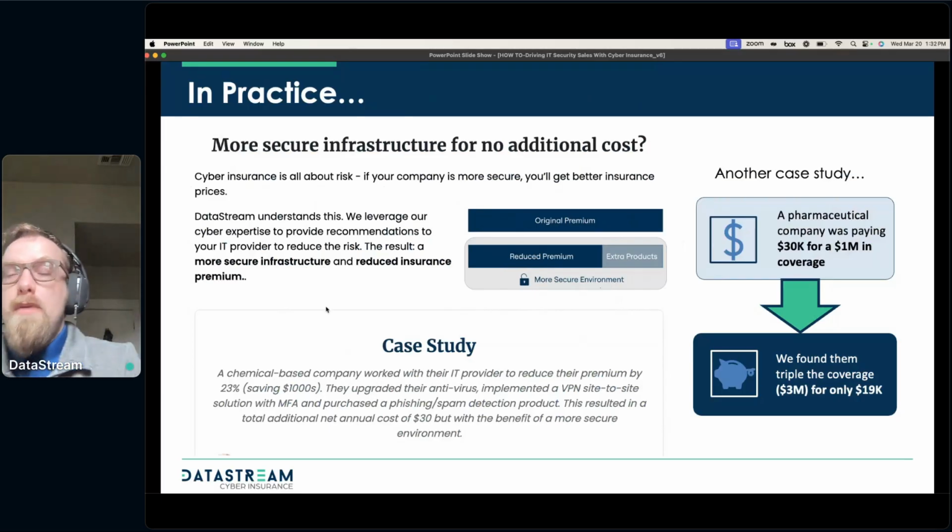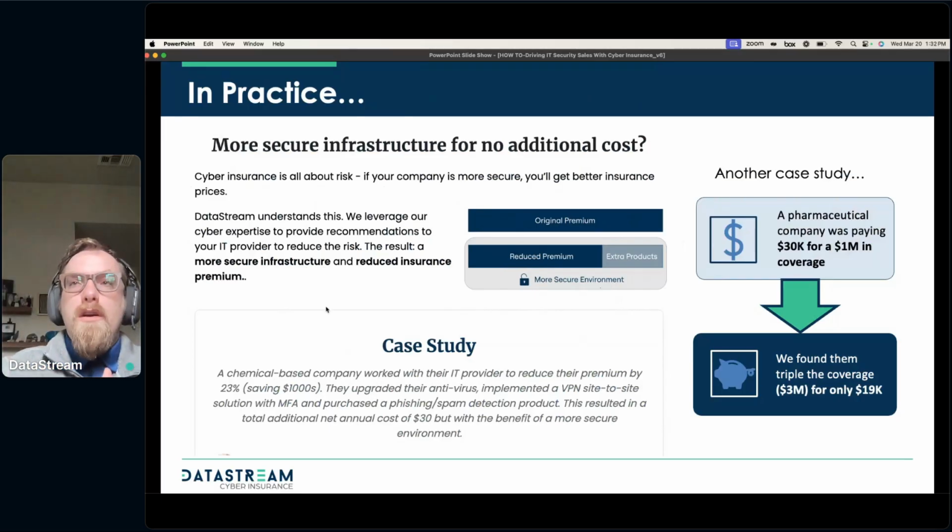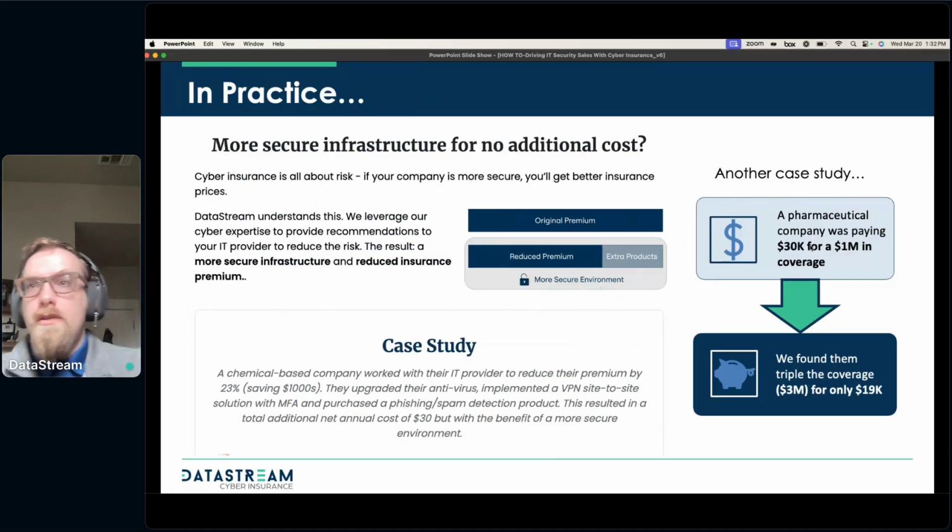And so just by doing a quick policy review of a company and going out and doing some additional shopping, we can sometimes save quite a chunk of money. This example is a pharmaceutical company that was paying almost $30,000 for $1 million in coverage, right? Which we said the $1 million should not be upwards of $10,000, right? So we were able to go out there.